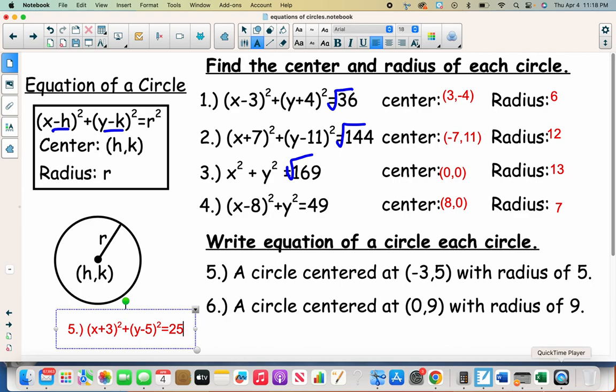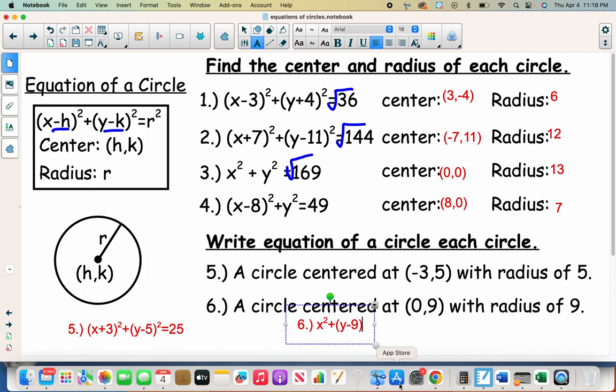All right, pause it and see if you can do number 6. All right, number 6. Since the x is 0, we can just write x squared plus y minus 9 squared equals, and the radius is 9, so that squared is 81. 9 times 9 is 81.